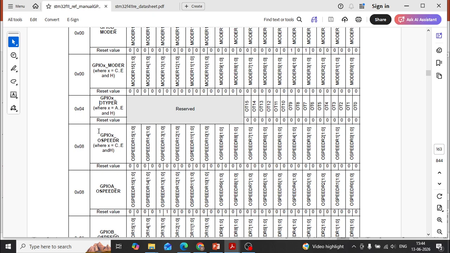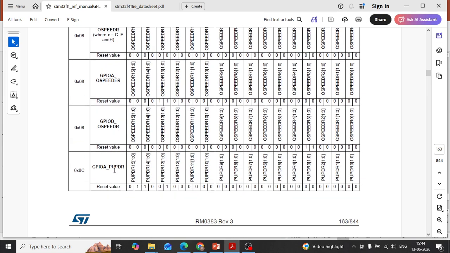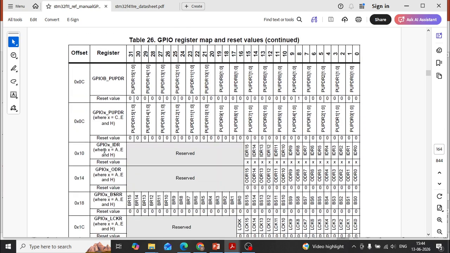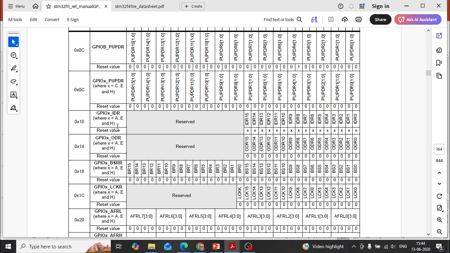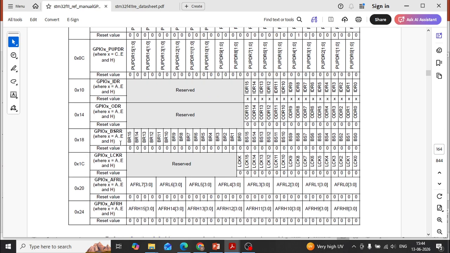Then we have the GPIO speed register, and then we have the pull-up data register, whether you want any pull-up or not. For that there is a register. Then we have IDR. IDR stands for input data register. Similar to that, we have ODR, the output data register. Then we have BSR, which stands for bit set and reset register. Then we have the lock register. Then we have the alternate function register.